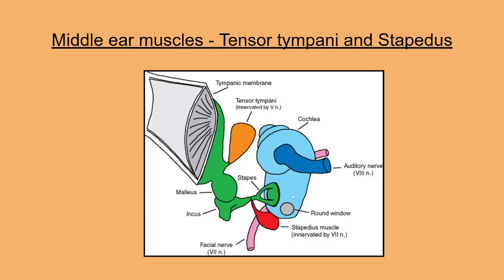Now, the middle ear muscles consist chiefly of the tensor tympani and the stapedius. These two small muscles contract reflexively in response to loud sounds, helping to dampen the vibrations of the ossicles and protect the inner ear from potential damage.